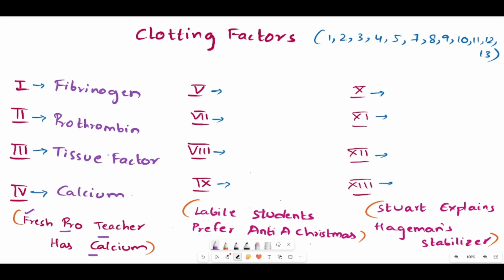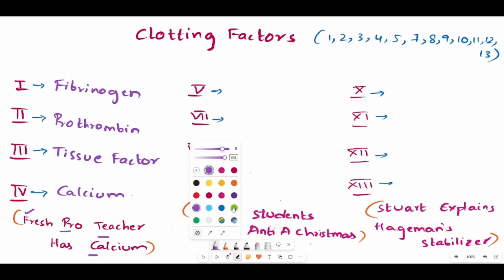So the first four are done. How do you remember the first four factors? Fresh Pro Teacher Has Calcium, where F means fibrinogen, P means prothrombin, T means tissue factor, and C means calcium. Now coming to the next four, which are 5, 7, 8, 9. The sixth factor is not there. Here remember the trick: Labile Students Prefer Anti-A Christmas.